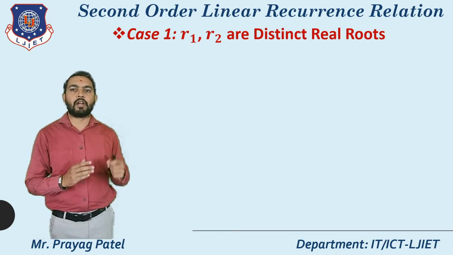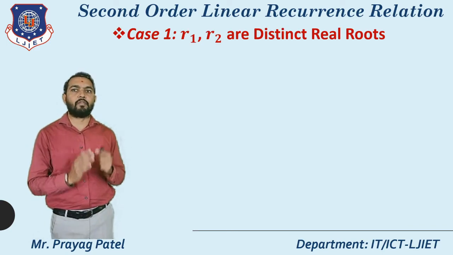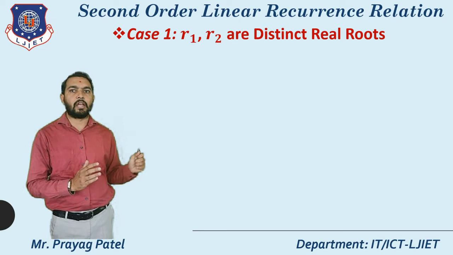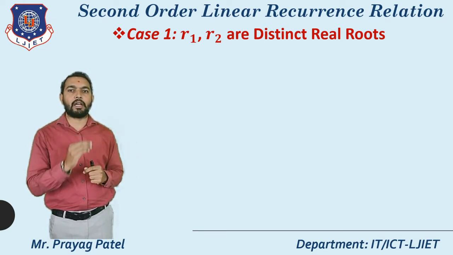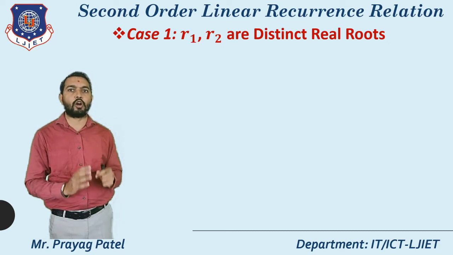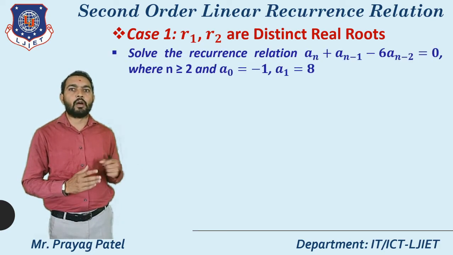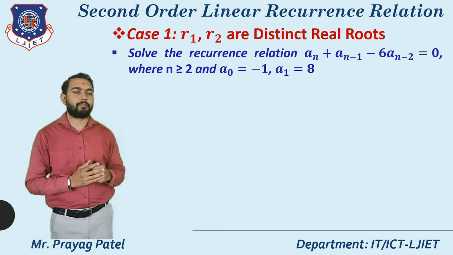Now here, understand one by one case. Case number one means R1, R2 are distinct real roots. That means R1 and R2's values are different, not the same value. Now here, understand using one example.